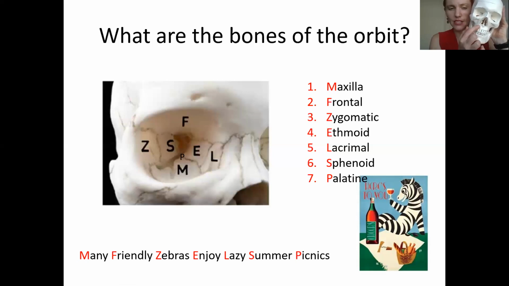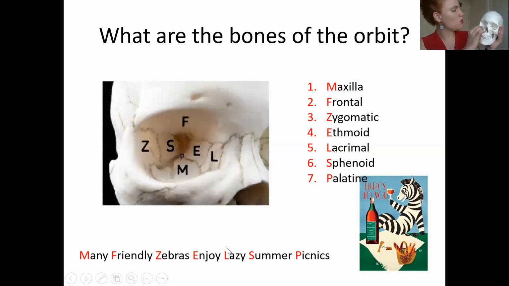Maxilla, maxilla. F stands for frontal, frontal. Z stands for zygomatic, that's your cheekbone, zygomatic. E stands for ethmoid. Remember, ethmoid on the medial side, and what was on the lateral side? Sphenoid. Okay, so E stands for ethmoid.